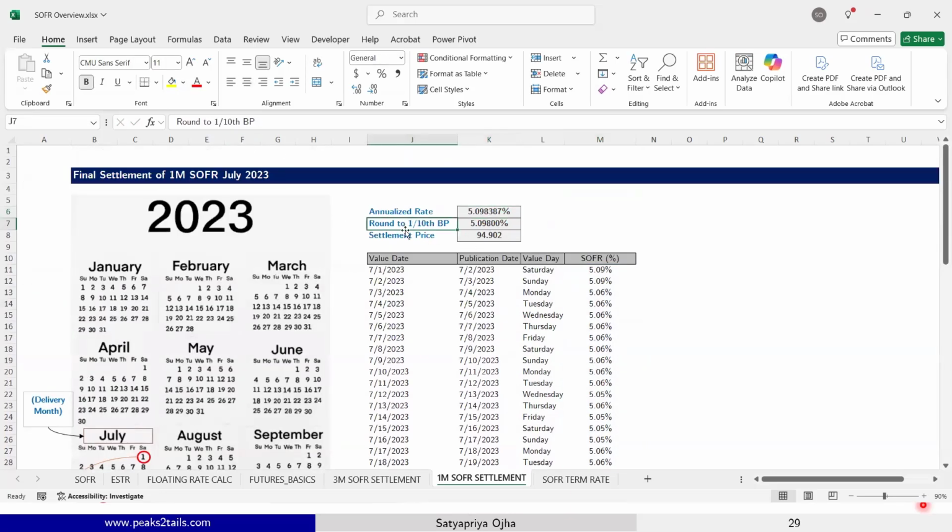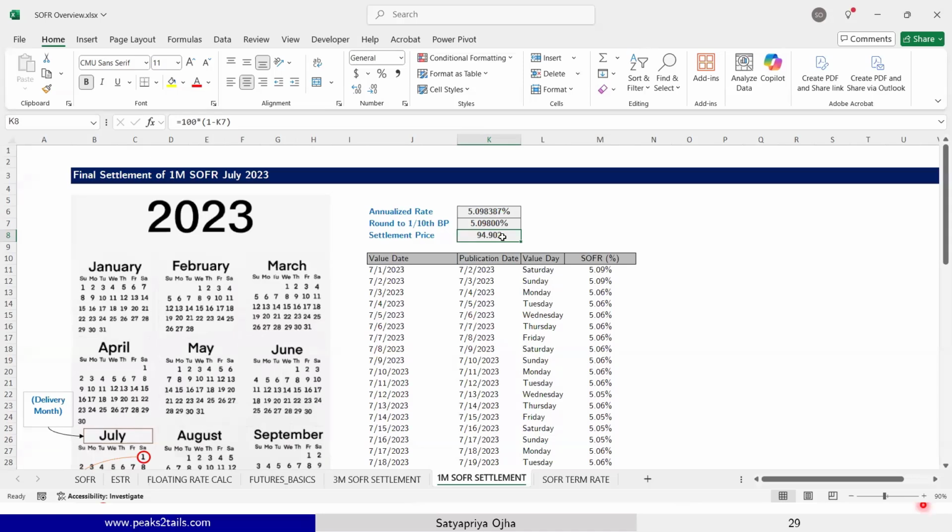The average is this. Round it to 1/10 basis point. So you get this, and the settlement price is 100 minus this. That's the final settlement. So for the 1-month future, the key difference is that it's for 1 month and you take the arithmetic average, not the geometric average. All right.